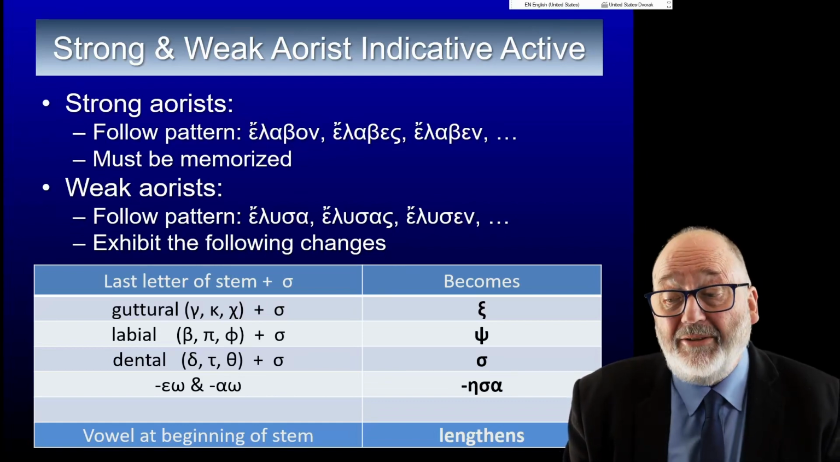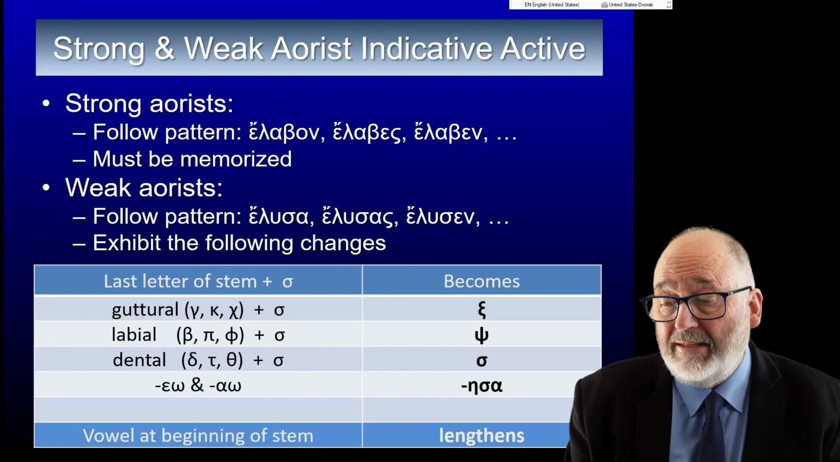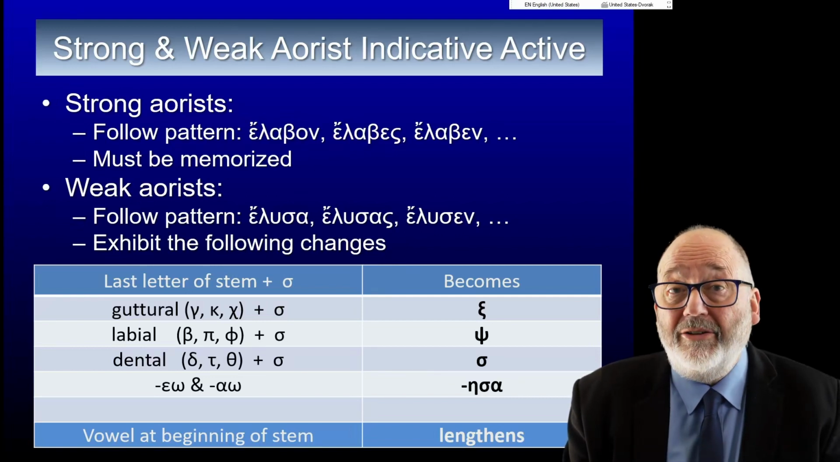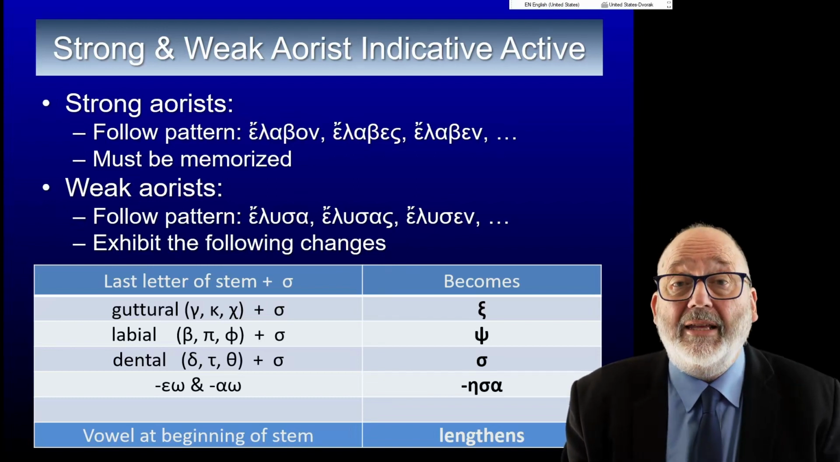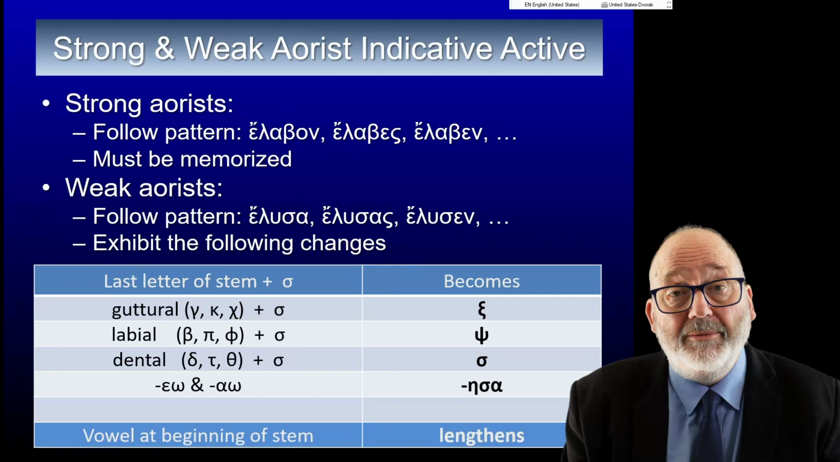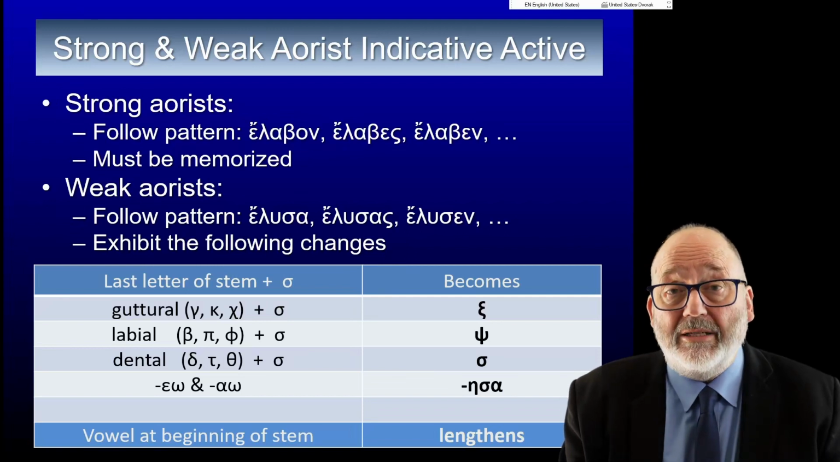So with the weak aorist, they follow the pattern elusa, elusas, elusen, and they do exhibit predictable changes. It's just a matter of keeping the changes that can happen to weak aorists in mind when you meet one of these verbs in the New Testament. When you are translating from the New Testament, you're going to be meeting a mixture of strong and weak aorists. So I thought it would be a useful exercise just to model how to work out which is a strong aorist and which is a weak aorist.